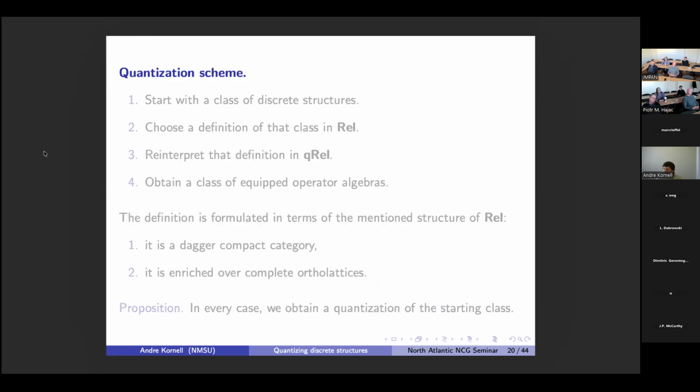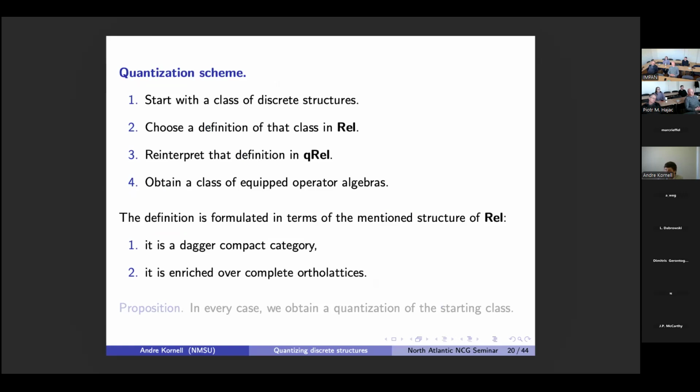So here is our quantization scheme. We start with a class of discrete structures. We choose a definition of that class in REL. We reinterpret that definition in QREL, and we thereby obtain a class of equipped operator algebras. The definition is formulated in every case in terms of the structure of REL that I mentioned. In other words, the dagger compact structure and the complete ortholattice structure. Now, as I mentioned, the complete ortholattice structure actually comes from the dagger compact structure, but for the language, it's better to actually refer to the complete ortholattice structure to make the quantization more clear.